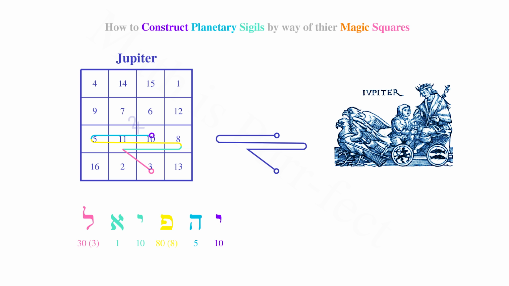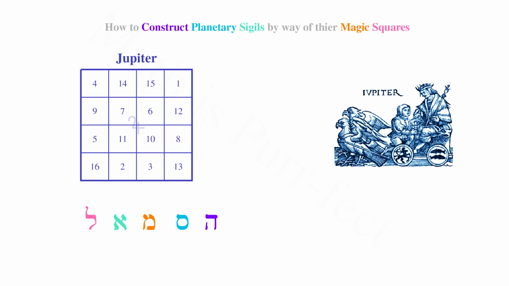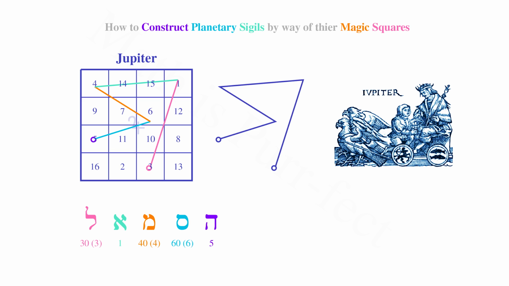The spirit of Jupiter is called Hismael, and begins with the letter Hey, having a value of 5. Then Samech with a value of 60, or 6 by Pythagorean reduction, seen here in blue, followed by Mem with a reduced value of 4, seen here in orange, then Aleph, whose value is 1, and as usual, Lamed, with a reduced value of 3. This is the sigil for the spirit Hismael of Jupiter.